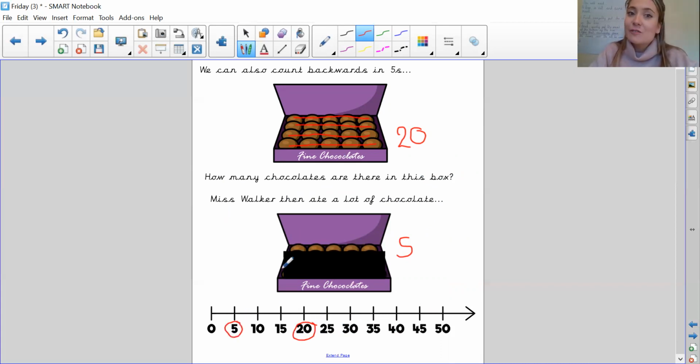Should we count back from 20 to 5? Let's do it. 20, 15, 10, 5. Good, counting back in our 5s, year one.